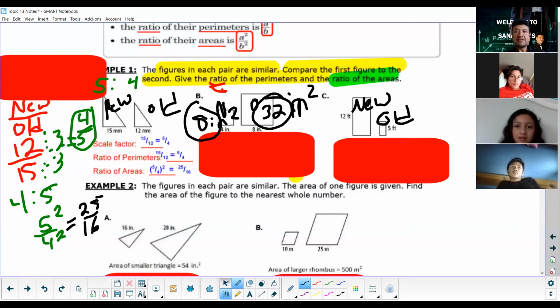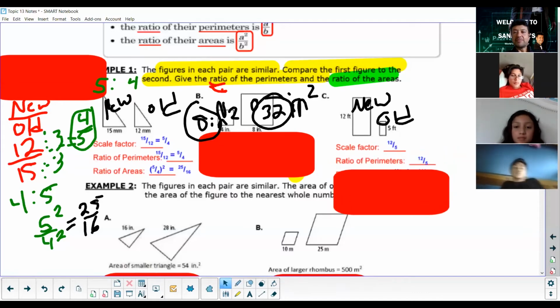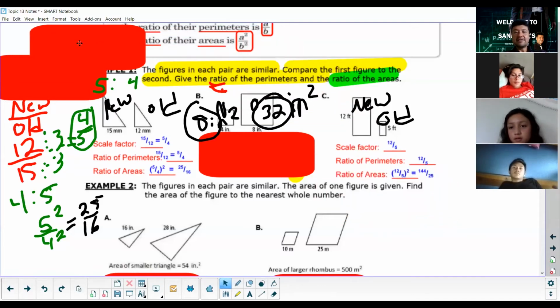Well, this one's going to be a fraction, 12/5. And then the perimeter will still be 12/5. What about the area? The area will be 144 over 25. Excellent. All right, good. Okay, so now let's move to example 2.